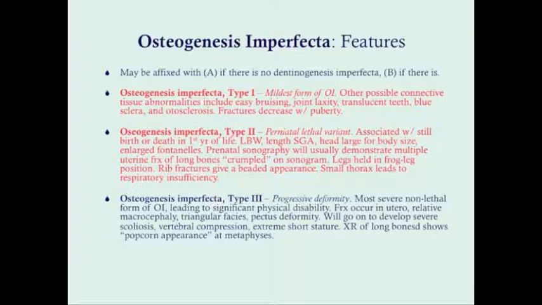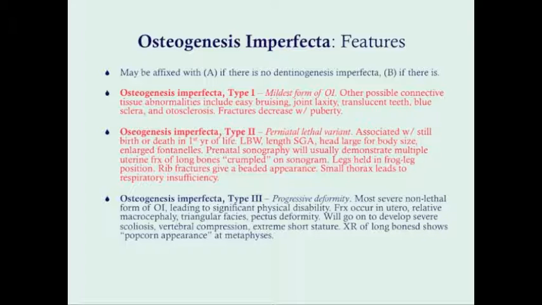So this is the mildest form of OI, and this is associated with that classic triad of breakable bones, blue sclera, if you really look, and then also the presenile hearing loss. Some other connective tissue abnormalities can include easy bruising, joint laxity, and then they can also have translucent teeth, and this is called dentinogenesis imperfecta.